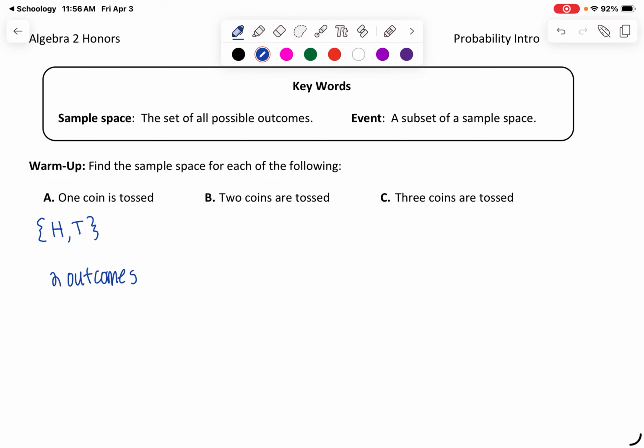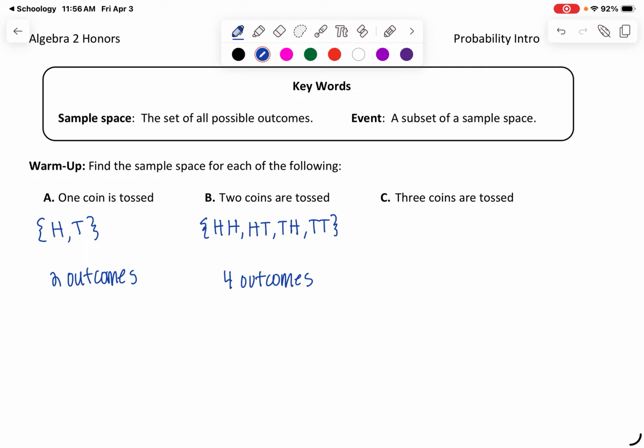All right, so when you're tossing two coins, what can happen? Let's start with heads. You can get a heads and a heads. You can get a heads, then a tails. You can get a tails, then a heads. Or you can get a tails and a tails. I want you to realize that these are two separate coins, so heads on one and tails on the other is different from tails on the first one and heads on the second one. So there are four outcomes for tossing two coins.